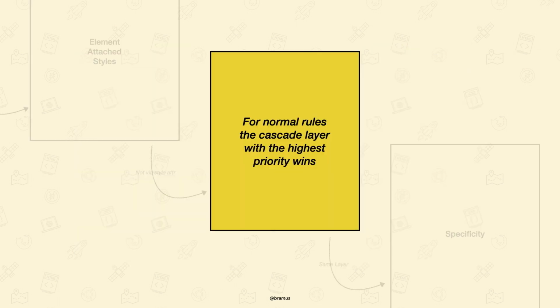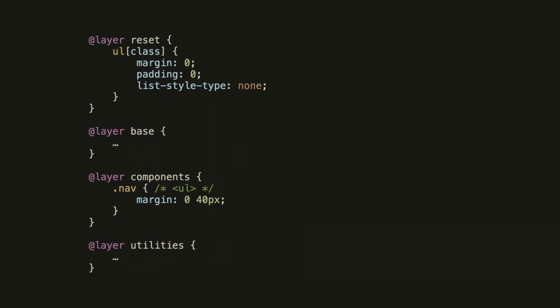For normal rules, the Cascade layer with the highest priority wins, which I just mentioned. So that's why this example here wins. The Cascade looks at all of these layers. So it was part of the same origin, it was part of the same context, no element attached styles. This new step, layers, I have to look at the layers. Layer reset gets the lowest priority, then base, then components, and then utilities. So the components layer, the thing that is declared in there, that one will win from our reset layer, which was declared earlier. So that's why this selector right here, that one will target the element and the declaration will win.